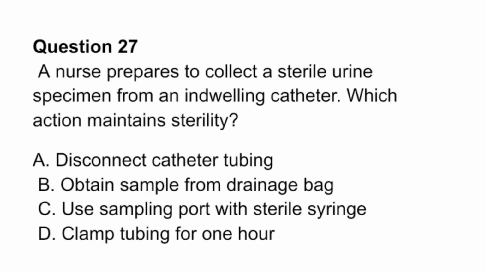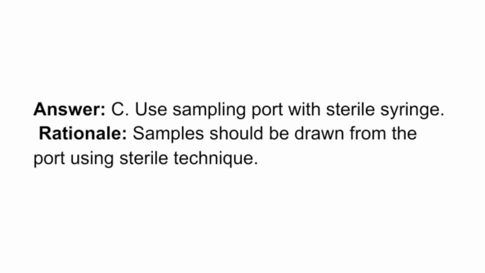Question 27. A nurse prepares to collect a sterile urine specimen from an indwelling catheter. Which action maintains sterility? A, disconnect catheter tubing. B, obtain sample from drainage bag. C, use sampling port with sterile syringe. D, clamp tubing for 1 hour. Answer C, use sampling port with sterile syringe. Rationale: samples should be drawn from the port using sterile technique.